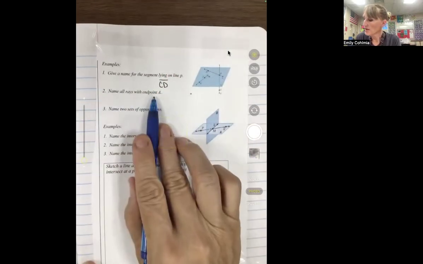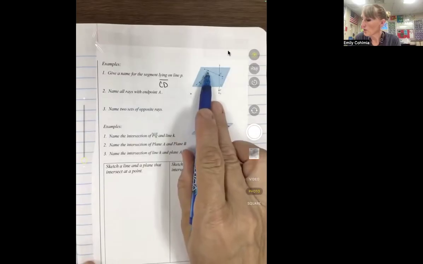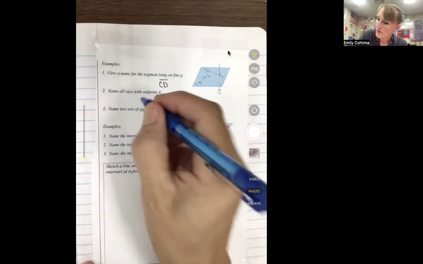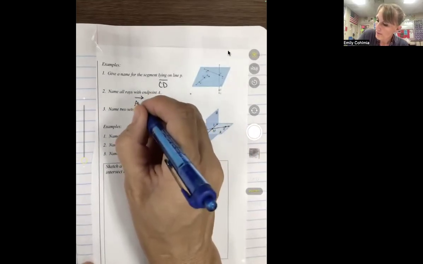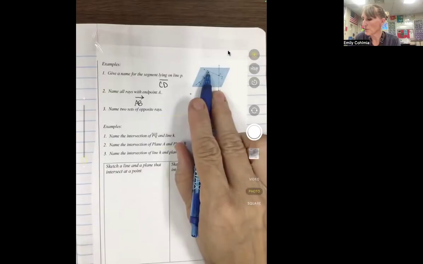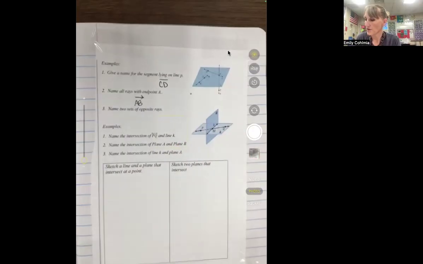Name all of the rays with endpoint A. There's only one ray with the endpoint A because we don't have any way to name that one that's going that way. So we're going to say ray AB. Remember, A is going to be the endpoint, so it's got to go that direction.